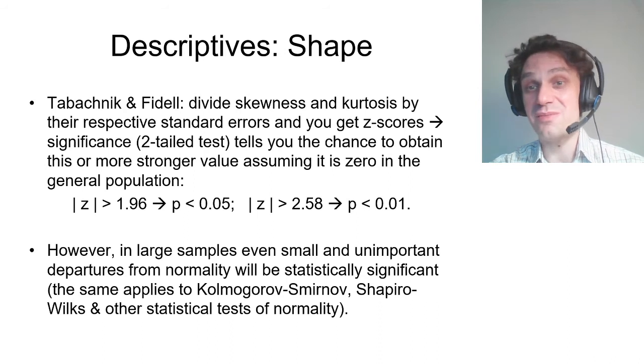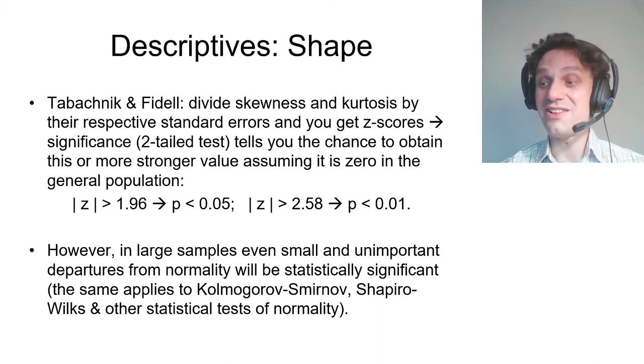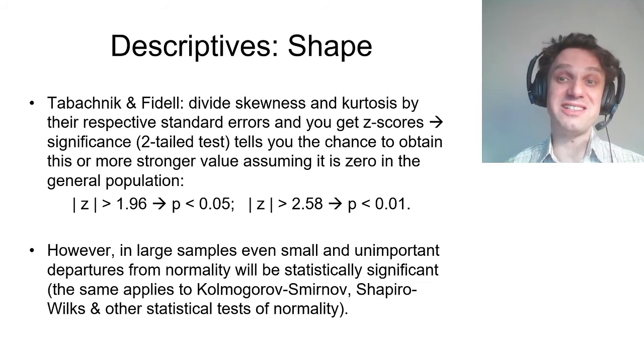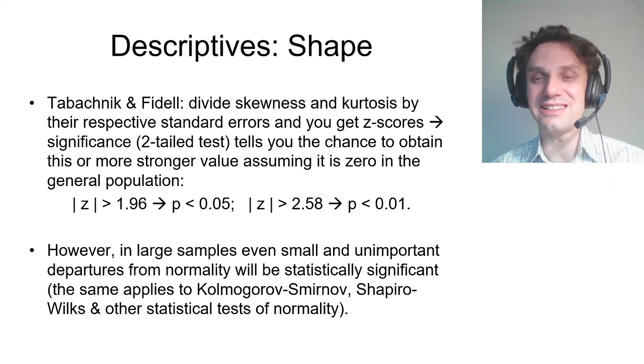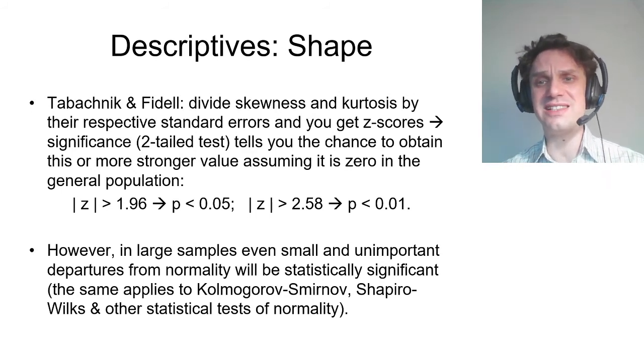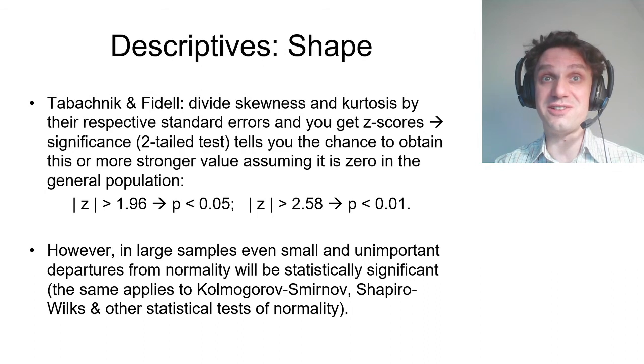However, there is a bit of a problem, because even in very large samples, even very small values of skewness and kurtosis might be statistically significant, because standard errors are going to be very small. That's why this approach is not extremely helpful, but as a rule of thumb, sometimes it can be useful.